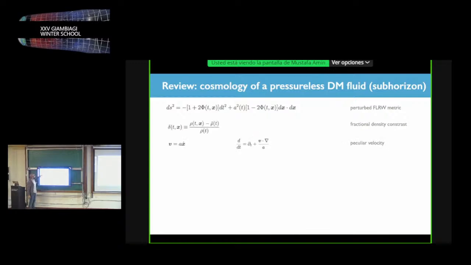Then we define a density contrast. This is a deviation of the density from homogeneity right here. This is delta. We define a peculiar velocity, that is deviation away from the Hubble flow. And I also defined a derivative d by dt, which is what is called a convective derivative. It's a derivative as you're moving with the fluid.